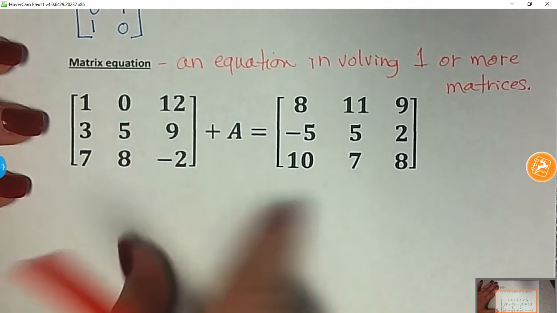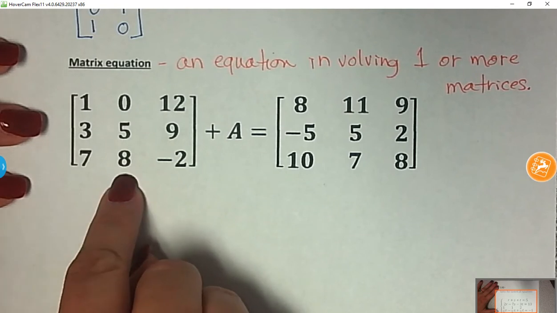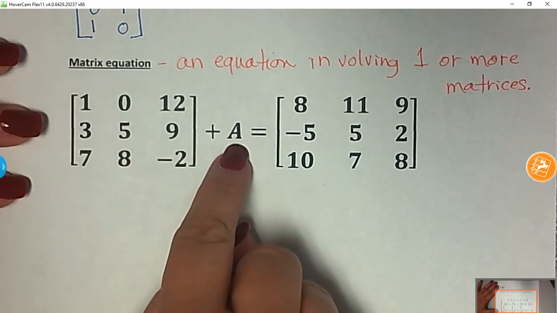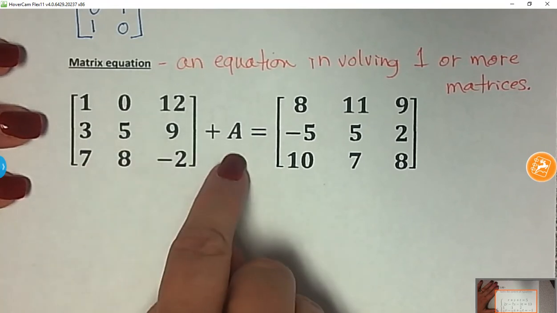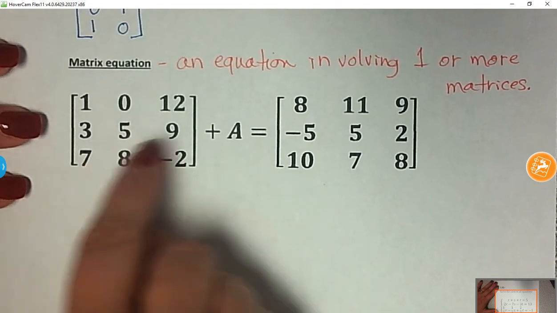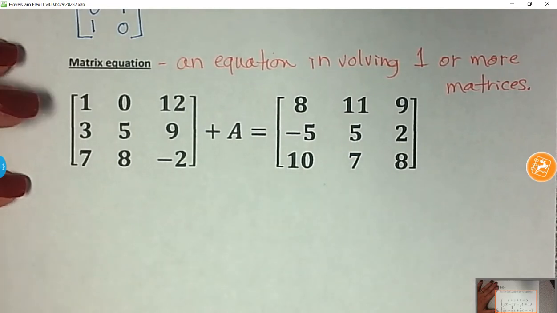So here is my matrix equation. I have a matrix plus A, and this is going to have to be another matrix because you can't add a matrix to just a letter or a matrix to just a number. It's got to be a matrix plus another matrix to get this matrix. Well, we're going to solve this equation just like we would any other equation.